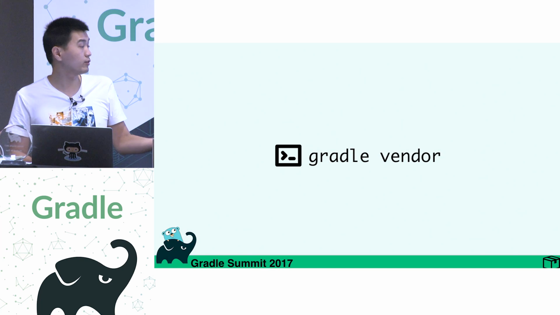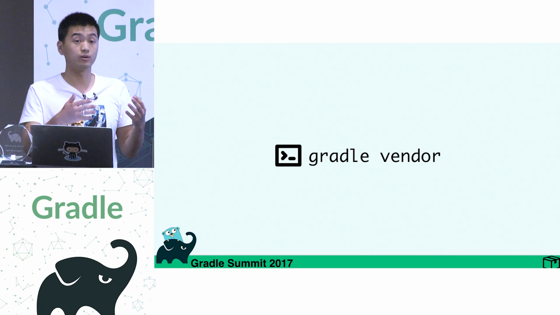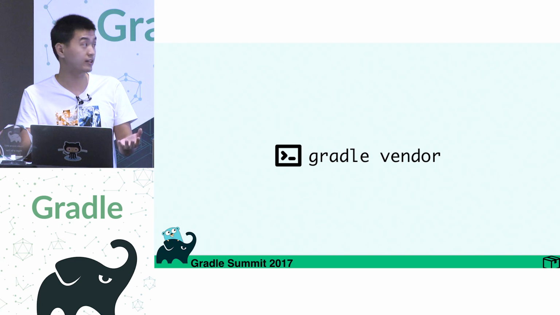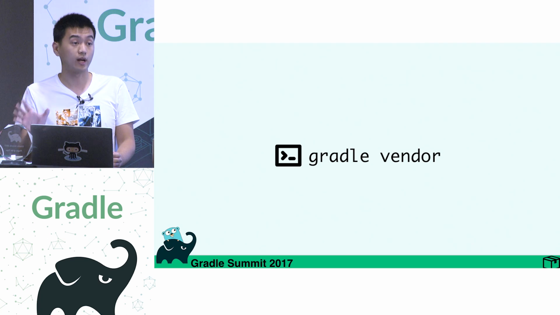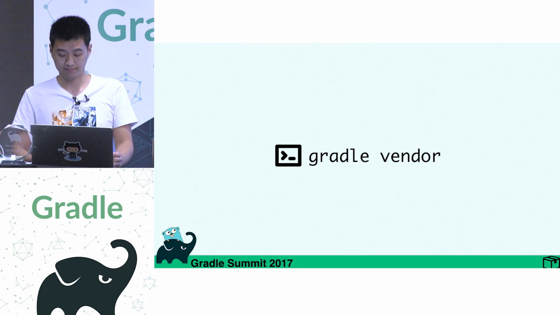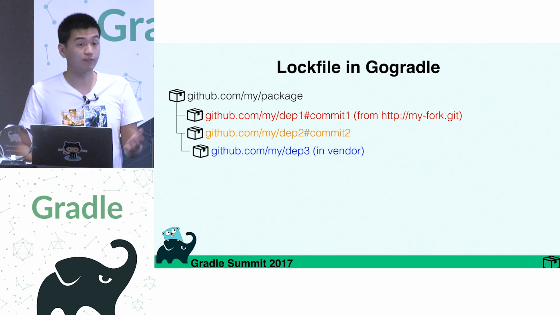And you can use Gradle vendor to flatten the dependency tree and install all dependencies with specific versions into the vendor directory, just as we mentioned before. Vendor is the project level dependency directory of a project. And at last, we need a lock file.